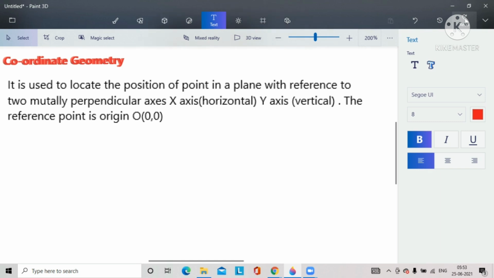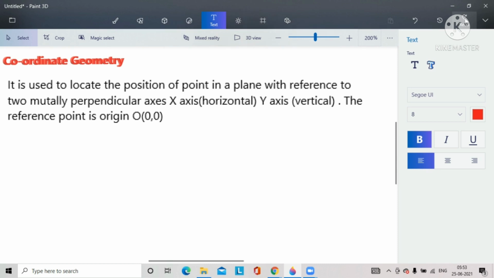I have written O (0, 0). What exactly is (0, 0) in brackets? It's called the ordered pair or the coordinate of a point. Right. So what I'm doing is locating a position with reference to two mutually perpendicular lines. One is the x-axis and one is the y-axis. X-axis is the horizontal axis and y-axis is the vertical axis.